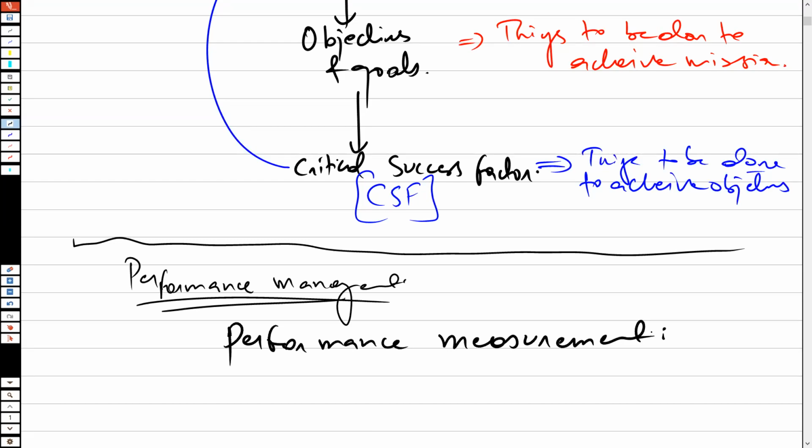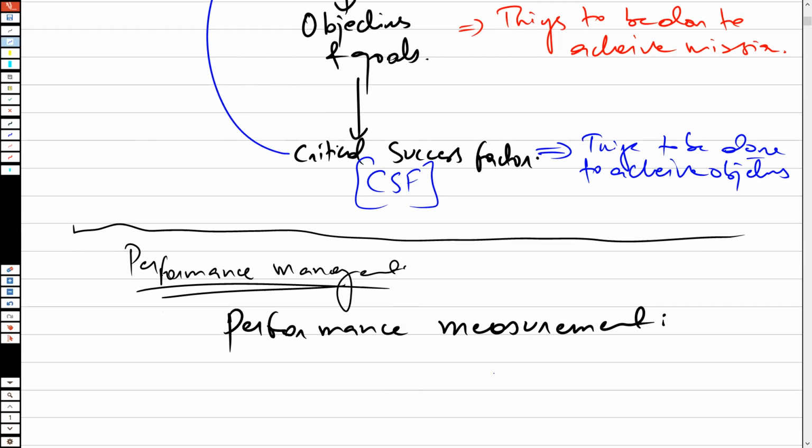While studying performance management, we come across a concept called performance measurement. There is a difference between performance measurement and performance management. Let me explain what exactly the difference is between performance management and performance measurement.